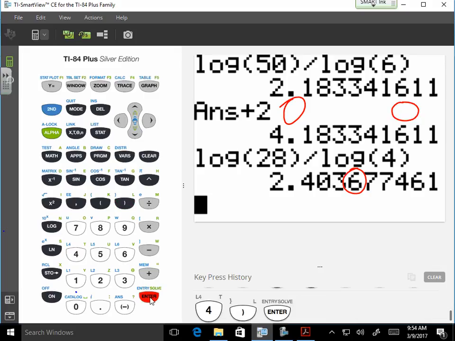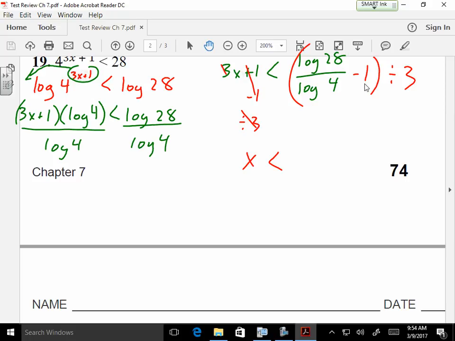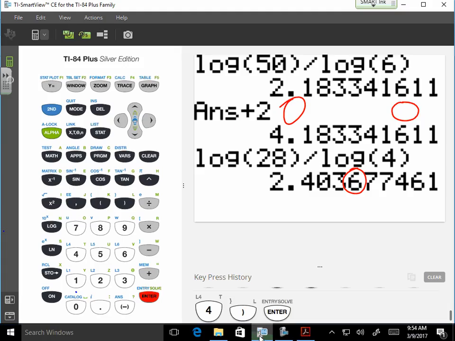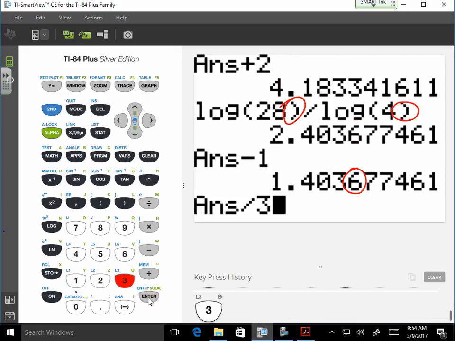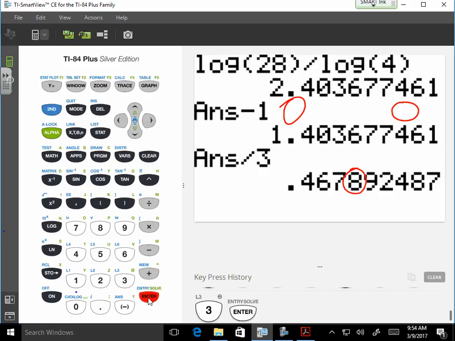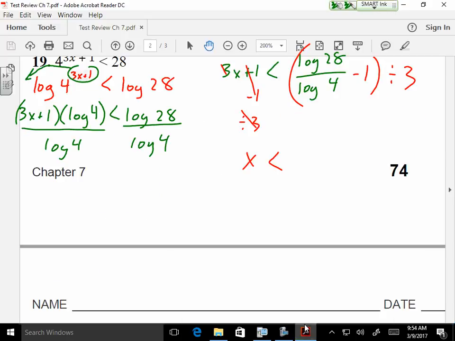That result, minus 1, divided by 3. 0.467. That 8 will turn into a 9, so 0.4679.